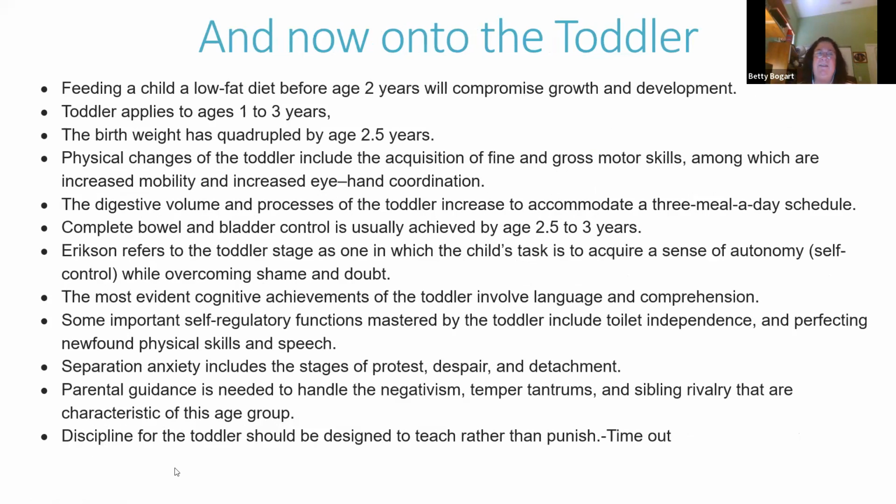Now, as this kid is getting to toddlers, we're going to be introducing more and more food, right? But the one thing we will never compromise on is to decrease the fat in their diet. They need it for central nervous system development, for growth and development, okay? By 2.5 years old, their birth weight has quadrupled. So born at 7 pounds, they should be at least 28 pounds, okay?